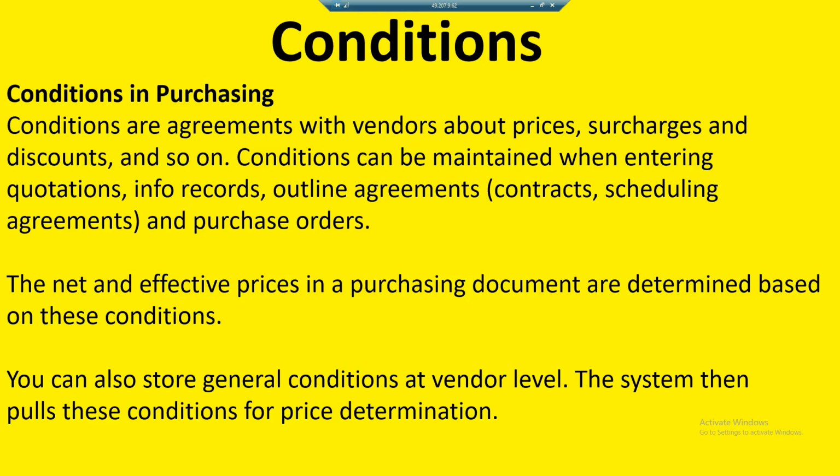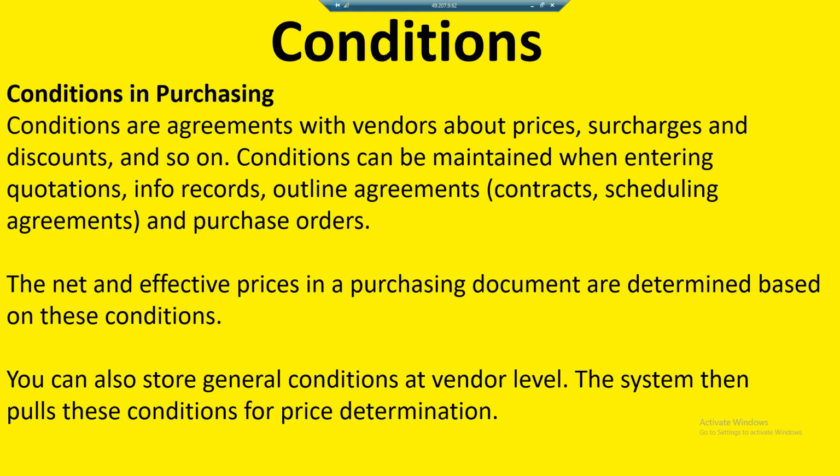He will specify the gross price, the discount on gross, the surcharge, and the freight for the material we are going to procure from the supplier. So conditions can be maintained in quotations, info records, and outline agreements. Outline agreements means contracts or scheduling agreements, and we can maintain conditions in purchase orders also.